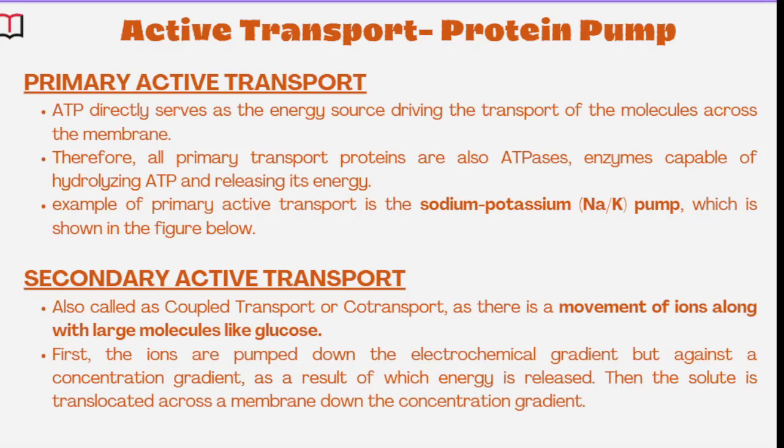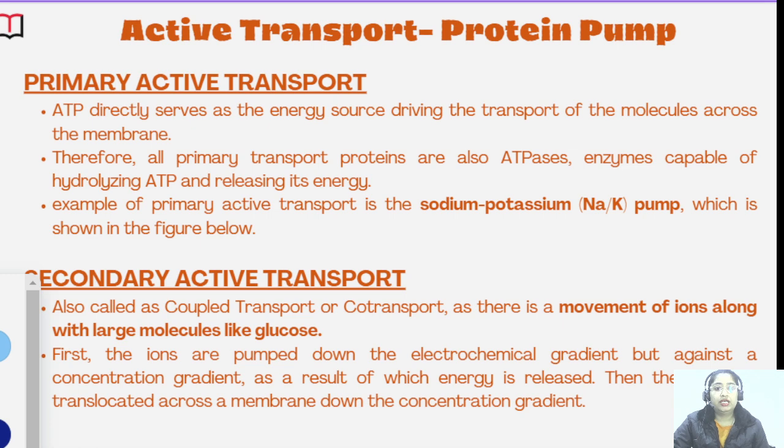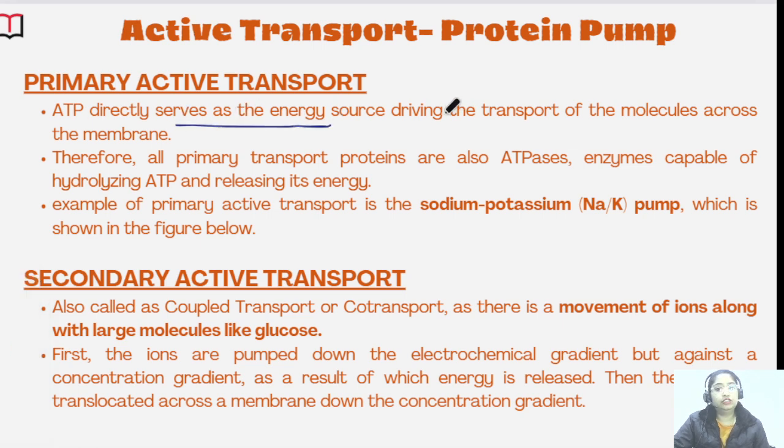All right, students. So I hope that is clear to you about endocytosis and exocytosis. The next type of active transport is through the protein pump. Here also ATP is required. Now, what happens in the protein pump? There are basically two categories: primary active transport and secondary active transport. In the primary active transport, ATP is directly used as an energy source, which is driving the transport of the molecules across the membrane. So it is directly used, for example, in the case of the sodium-potassium pump.